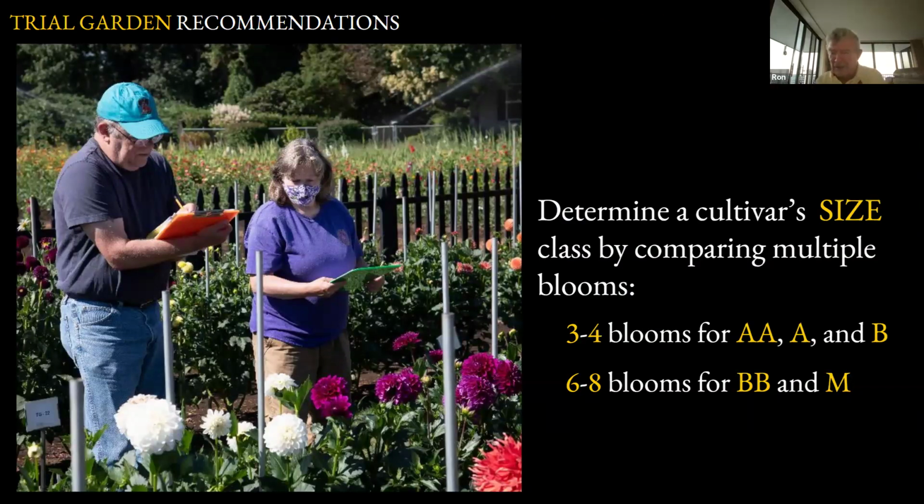Determine a cultivar's class by measuring at least 3 to 4 blooms for the bigger ones, half a dozen blooms for BBs and smaller.